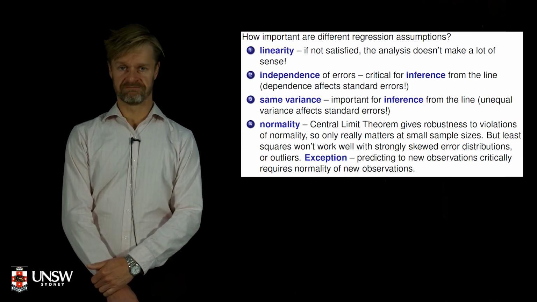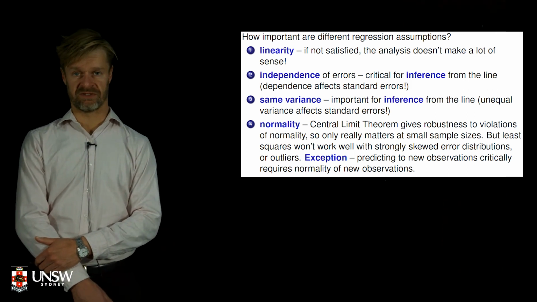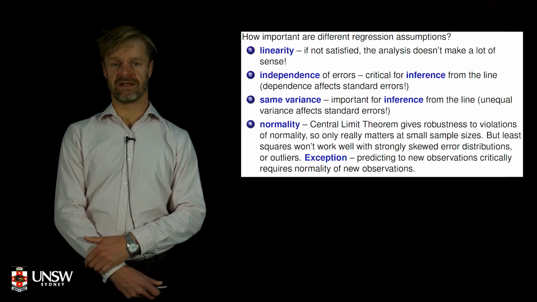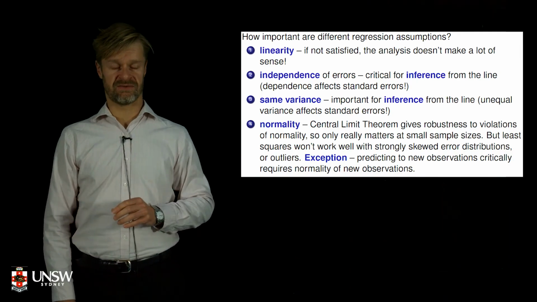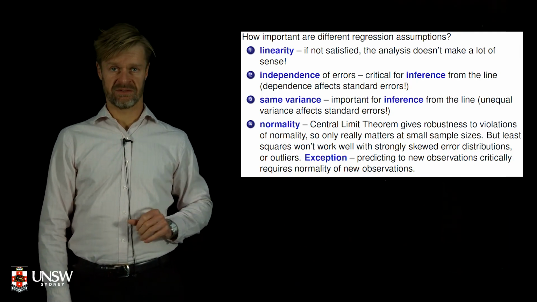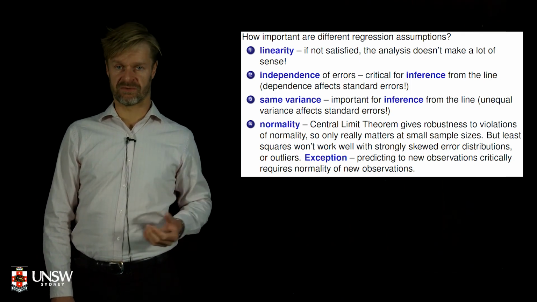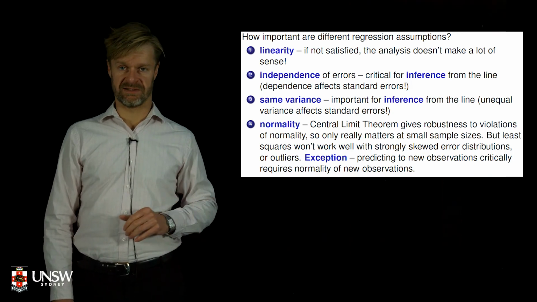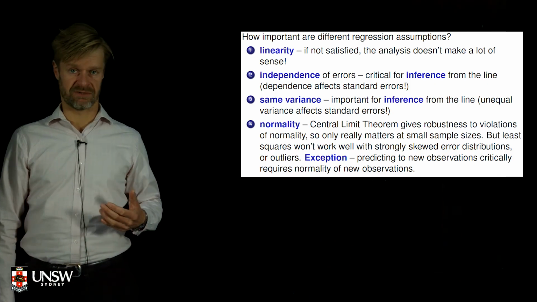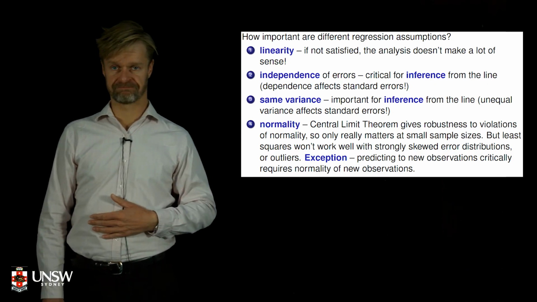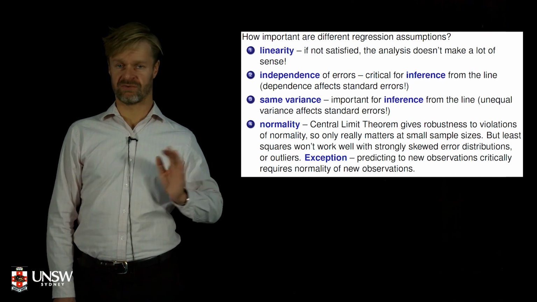Normality is not such a big deal. As previously, the central limit theorem gives us robustness to violations of the normality assumption. So that assumption only really matters in small samples, and what we really worry about is strong skew or outliers. Basically, you shouldn't be using a least squares approach if you've got strong skew or outliers. Instead, you should probably transform your data first before analysing it, or use a different model. There is one exception where normality is important, that's when predicting new observations. We'll talk a bit about that later.